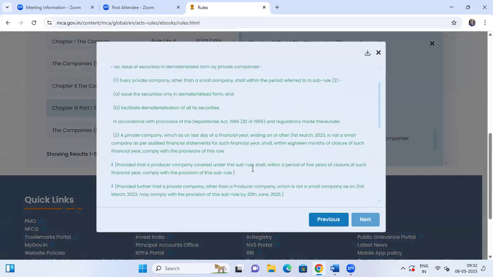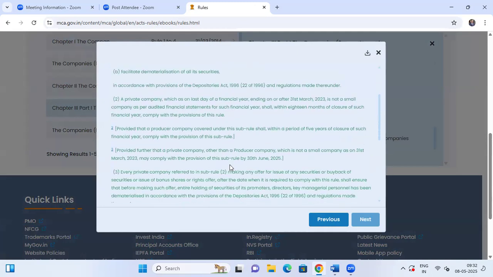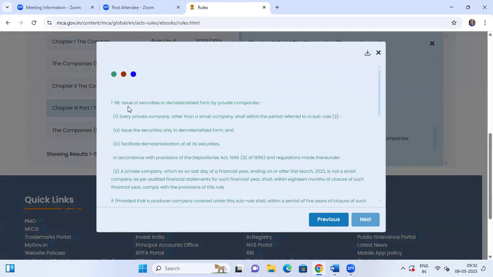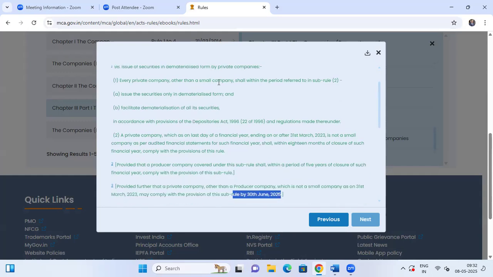So now the dematerialization time is there up to 30th June. Here it is mentioned. So 9B, issue of securities in dematerialized form by private companies. For public companies, rule 9A is already there. So every private company other than a small company. So small companies are exempted. Within the period referred to in sub-rule 2, now the extension has been given up to 30th June 2025. So issue securities in dematerialized form. Facilitate dematerialization for all securities.